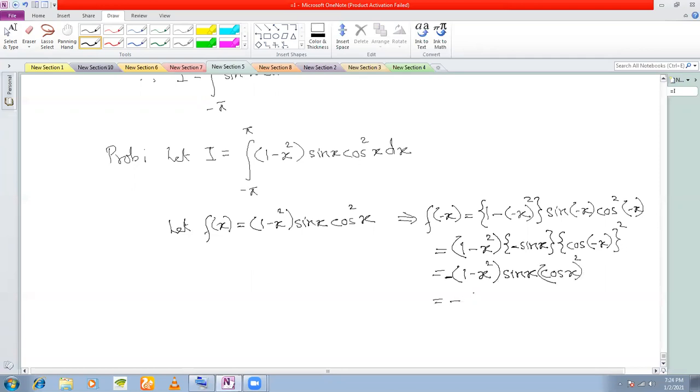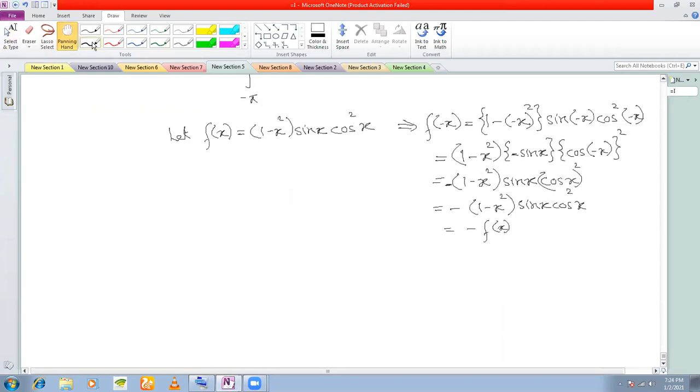It is minus of sine x cos square x, so this we are getting as minus fx. This shows that fx is an odd function. Therefore, if it is an odd function, then what happens? The integral simply vanishes.